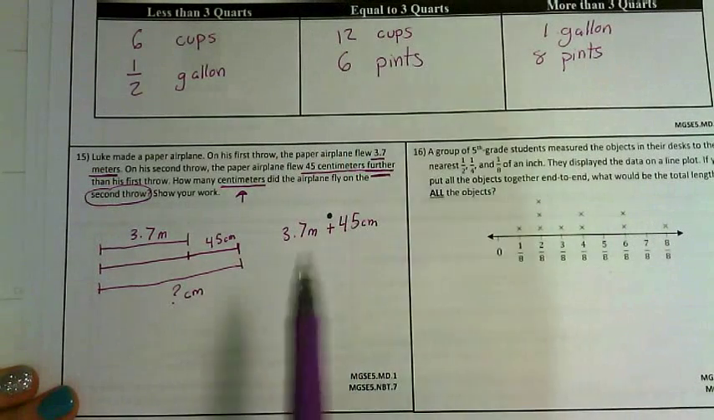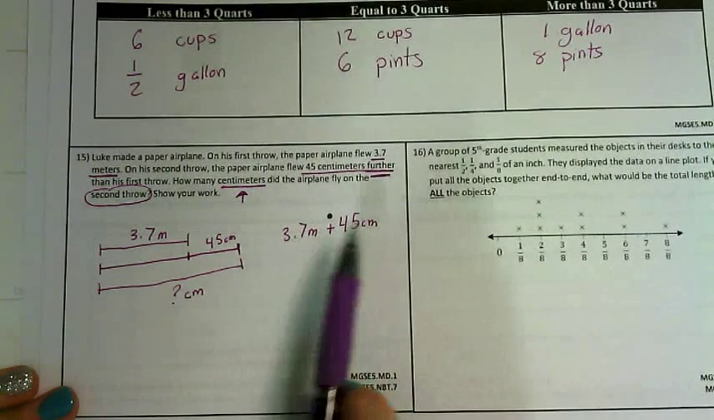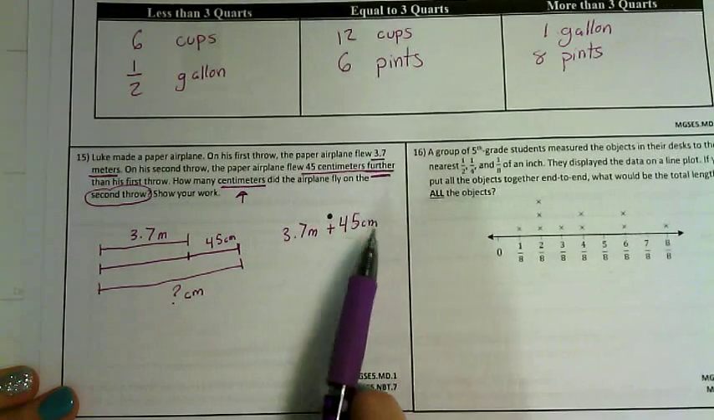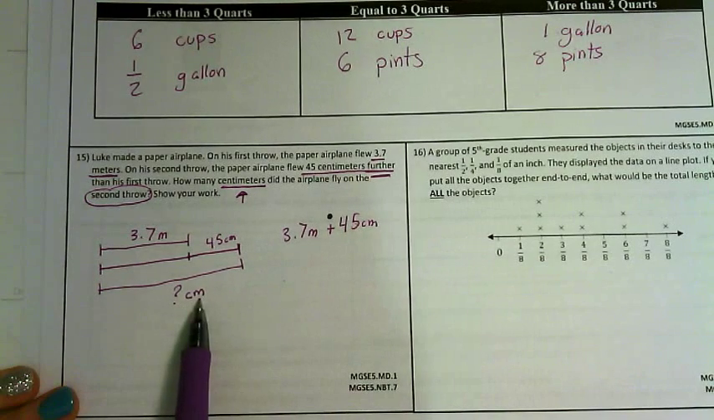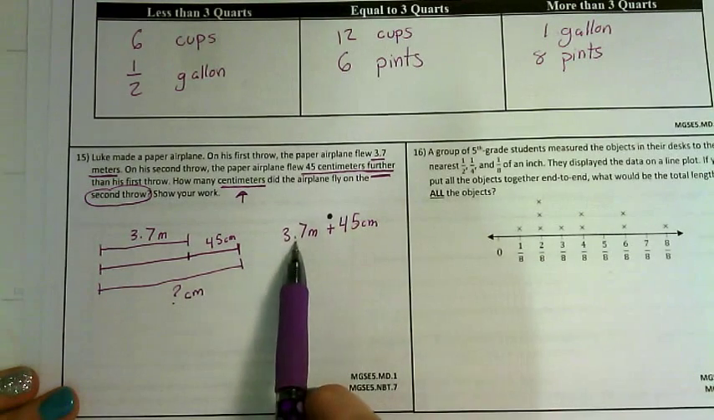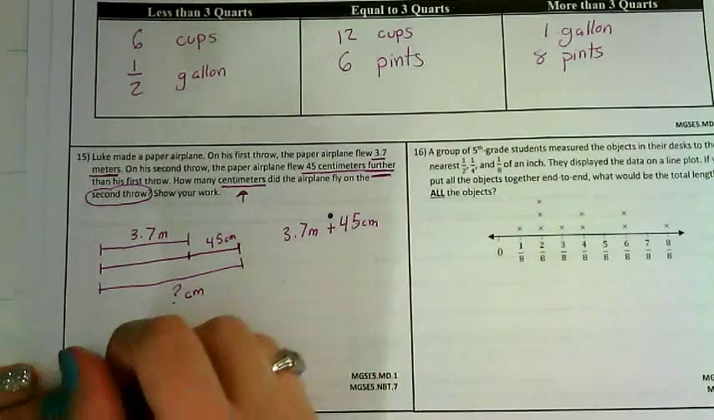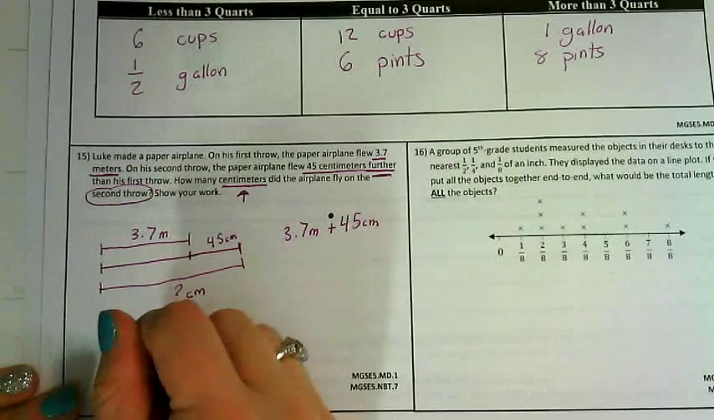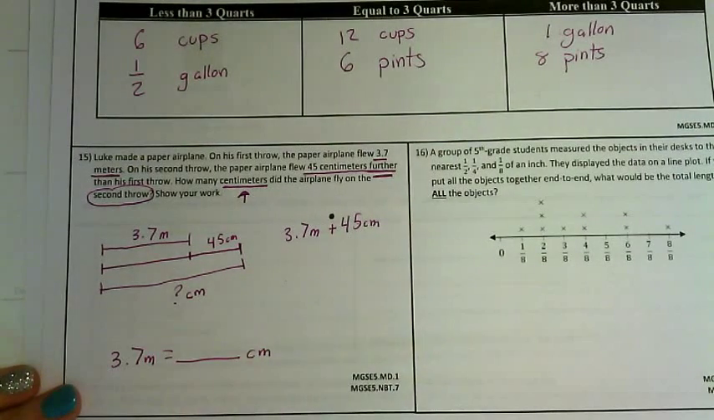But I can't do it like it is because I have meters and I have centimeters, and I cannot add meters to centimeters. So I'm going to need to convert one of these measurements. Because my answer needs to be in centimeters, it makes sense for me to convert 3.7 meters into centimeters. So that's what I'm going to do down here. 3.7 meters equals how many centimeters?